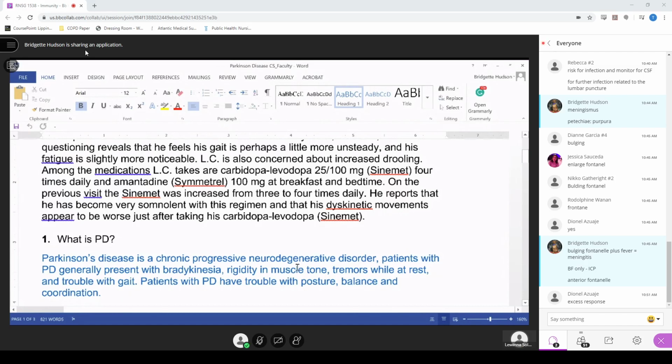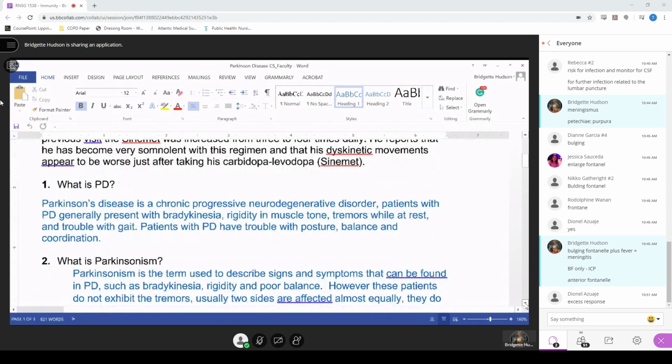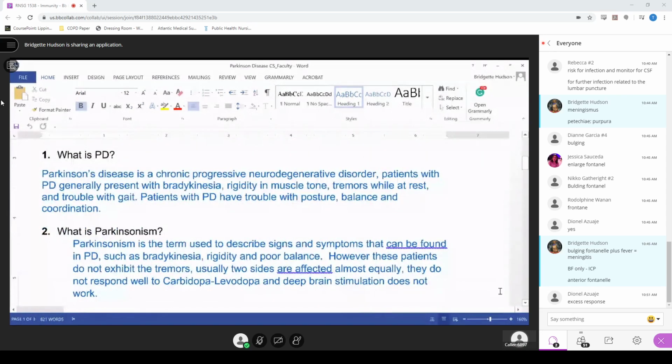But we'll talk about him having the drooling, him having the mask-like face, so expressionless is the word that they normally use. So what is Parkinsonism? It's a term used to describe the signs and symptoms that can be found, such as bradykinesia, rigidity, poor balance, and how the patients do not exhibit the tremors. Usually the two sides are affected almost equally. So they may not respond to levodopa, and deep brain stimulation doesn't work.